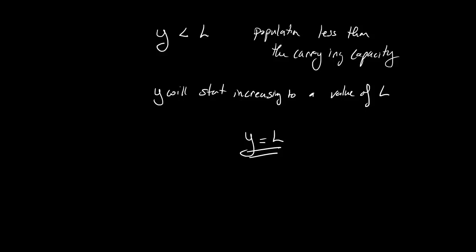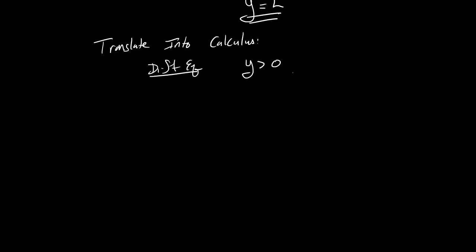We can translate this into calculus. We're going to use a differential equation. But first of all, let's describe these relationships. We know that the population must be greater than 0. We're not going to have a negative population. And our carrying capacity must also be greater than 0. It will never be equal to 0. It doesn't make any sense, because then we don't have a population with either one.